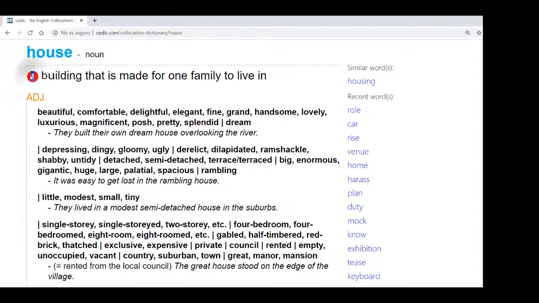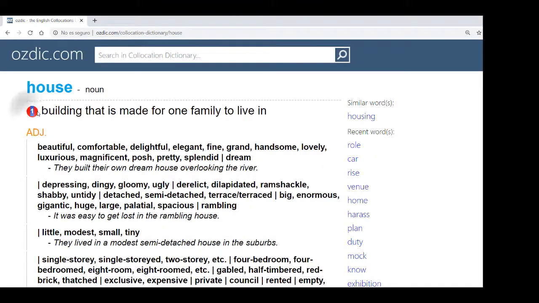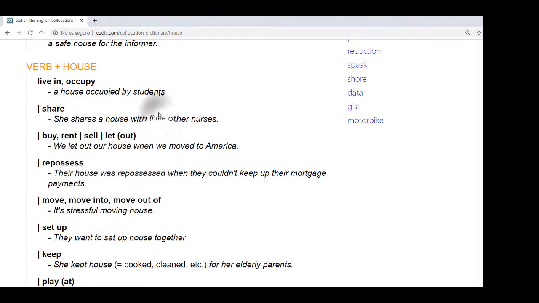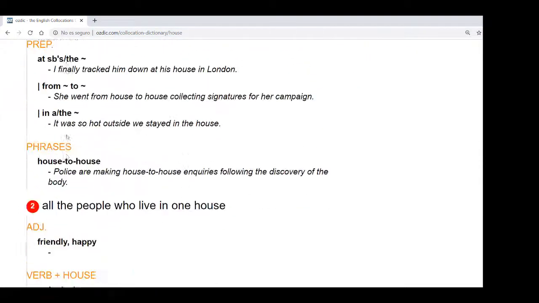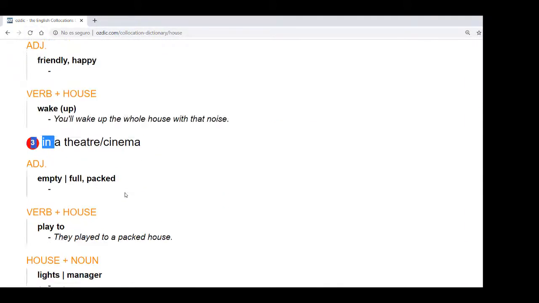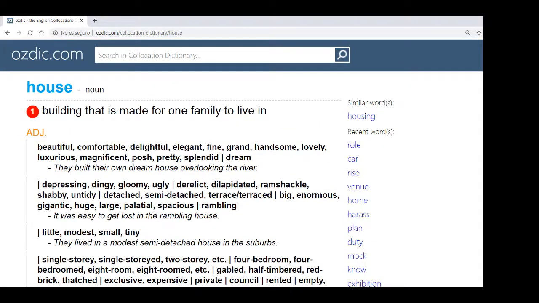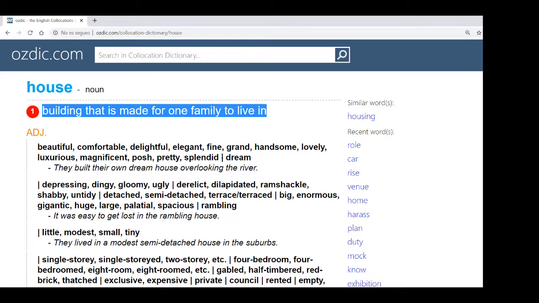Then on the left you can see that there is a number, in this case number 1, and a definition. The fact that there is a number here indicates that there's more than one definition. Here you can see definition number 2, definition number 3. Our focus today will be definition number 1, building that is made for one family to live in.